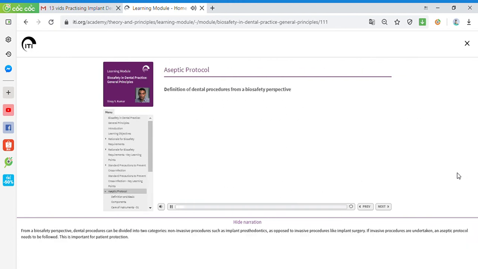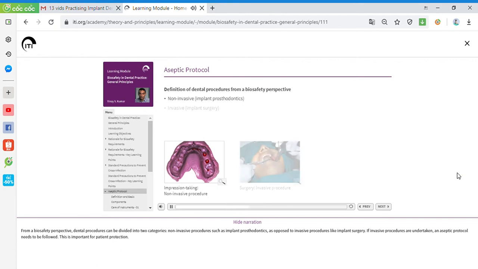From a biosafety perspective, dental procedures can be divided into two categories. Non-invasive procedures, such as implant prosthodontics, as opposed to invasive procedures, like implant surgery. If invasive procedures are undertaken, an aseptic protocol needs to be followed. This is important for patient protection.